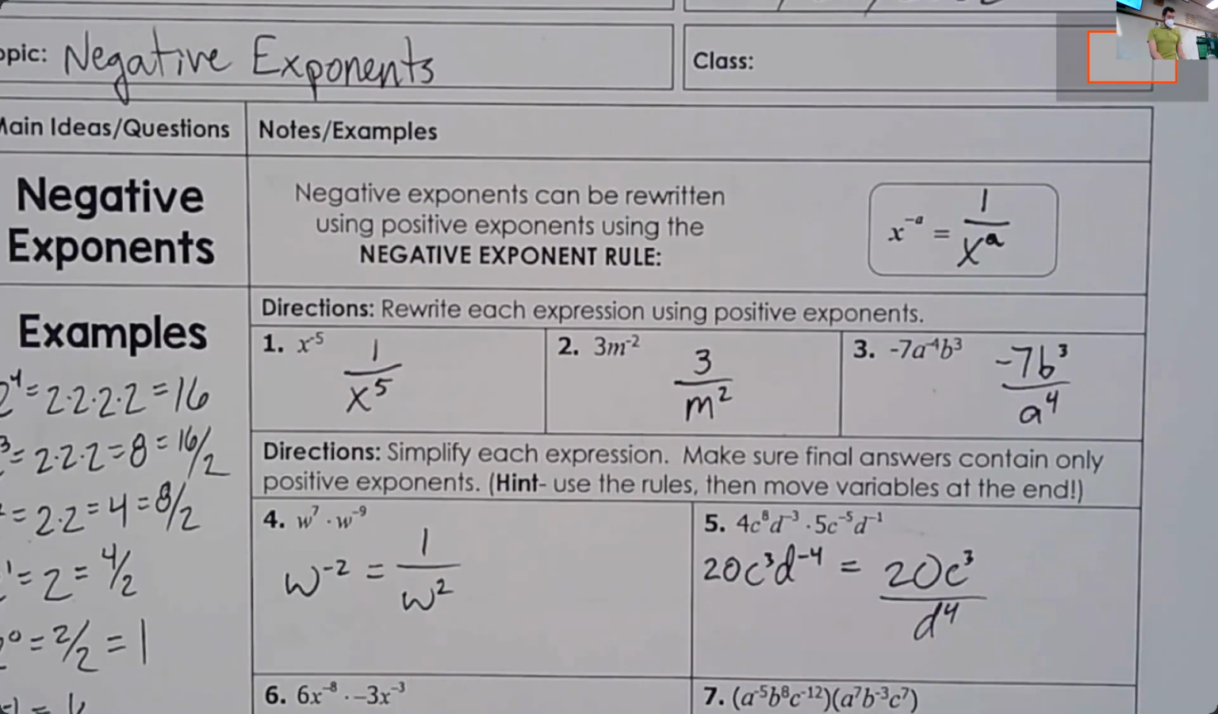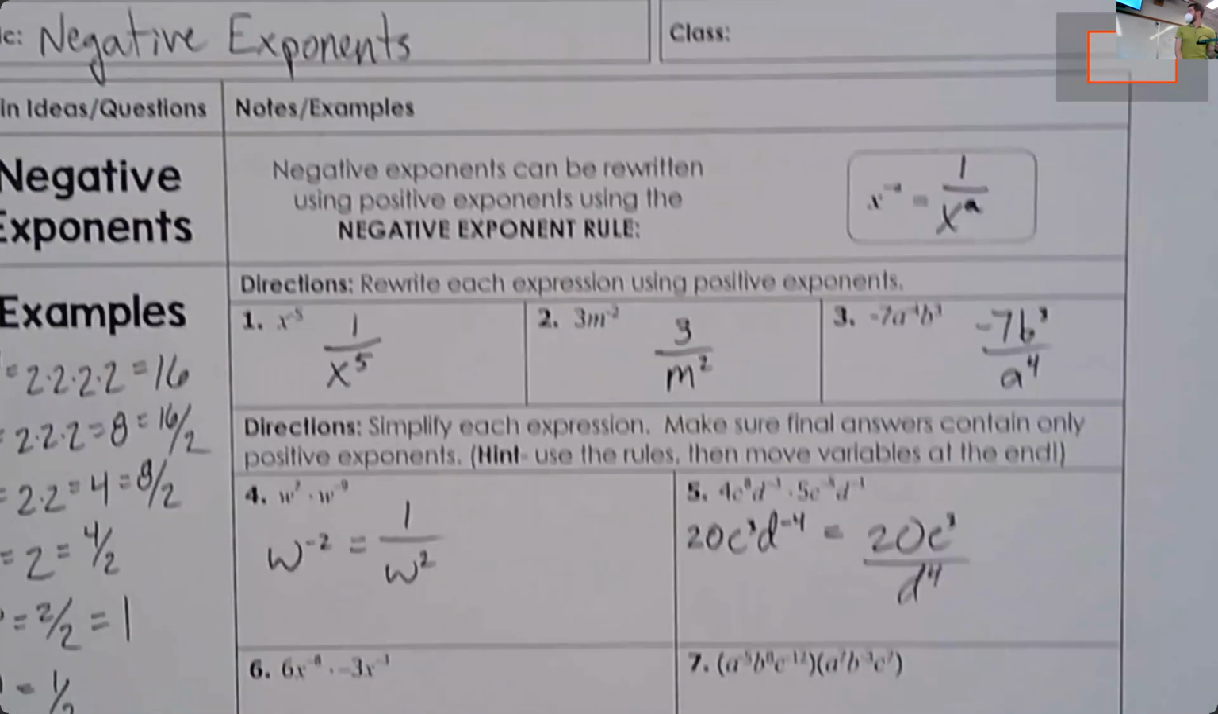All right, 6 and 7 are both product rules again, starting off with, and then use the negative exponent rule after that. I would like you to try to do number 6 and 7 on your own, and then we'll check back in a couple minutes.